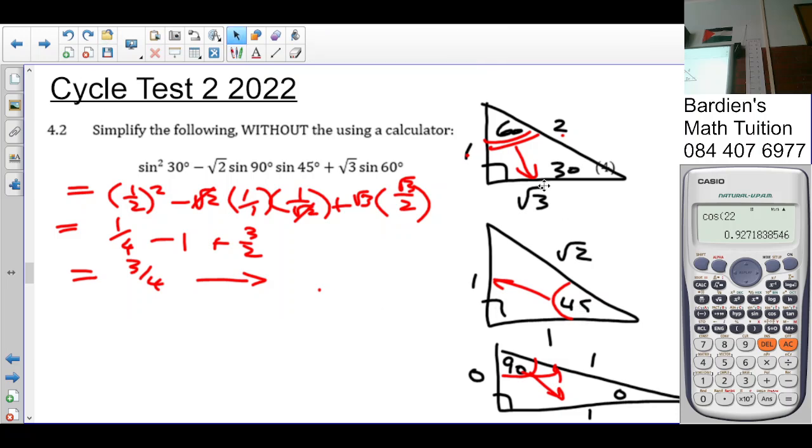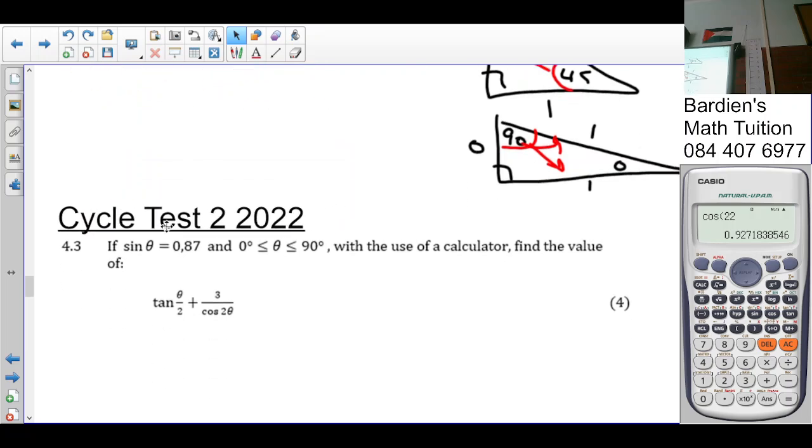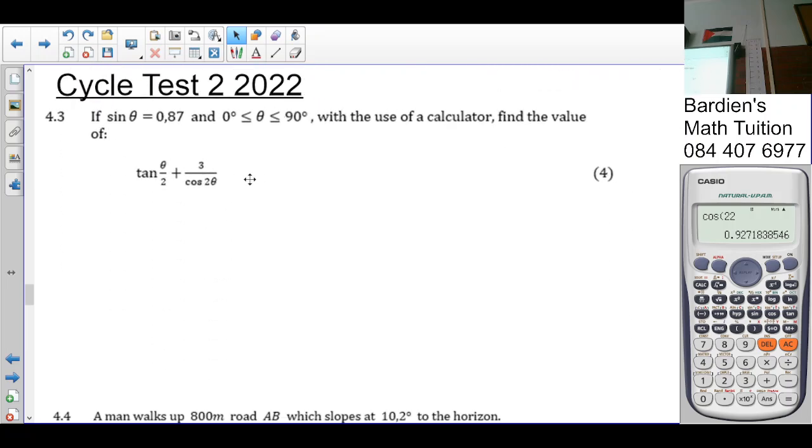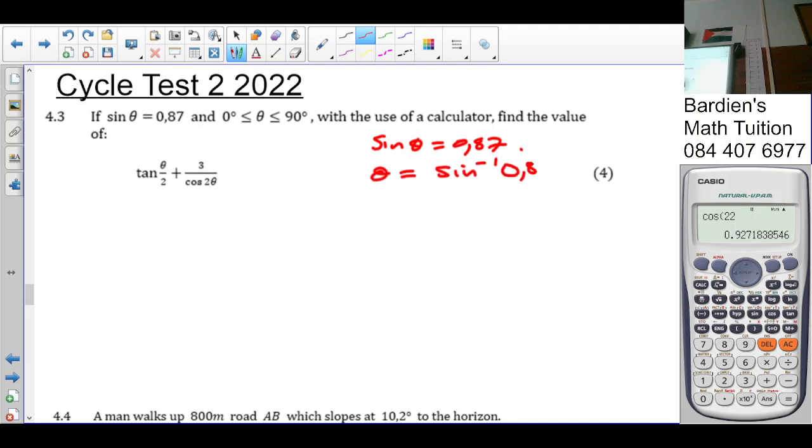The note I made there was, please draw your triangles. Okay, 3.4. It says if sine theta is equal to 0.87 and theta is greater than 0 but less than 90, which means it's your first quadrant, or the angle is an acute angle. With the use of a calculator, find the value of the expression. You say that sine theta equals 0.87. To get theta on its own, I take arc sine both sides. Theta is equal to arc sine of 0.87.